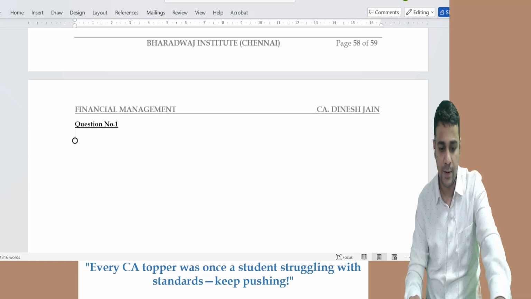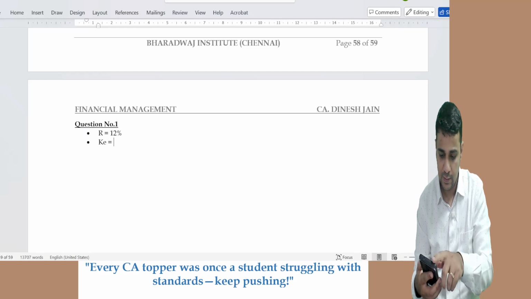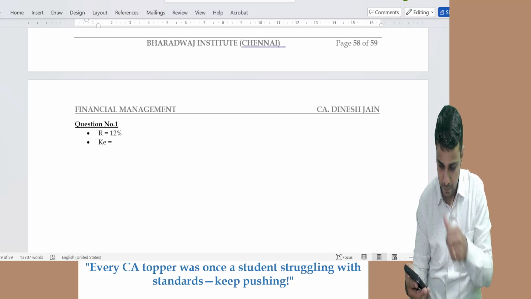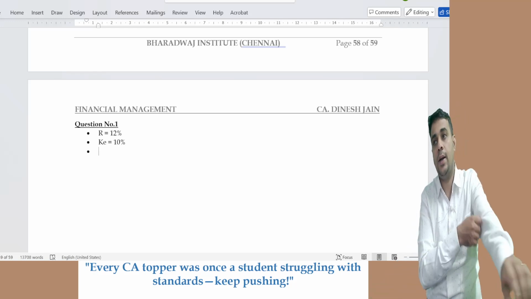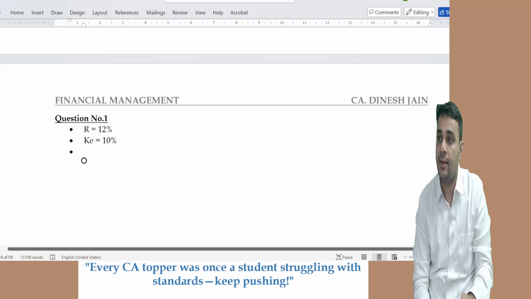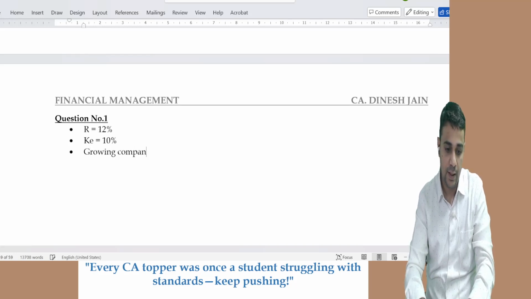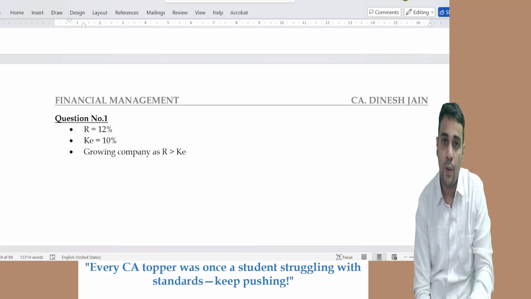R equal to 12%. KE is equal to 10%. Is it a growing company or a declining company? R is greater than KE, so it is a growing company.